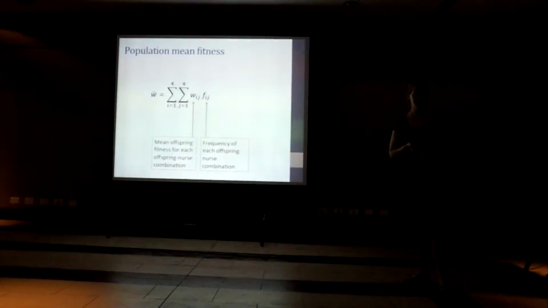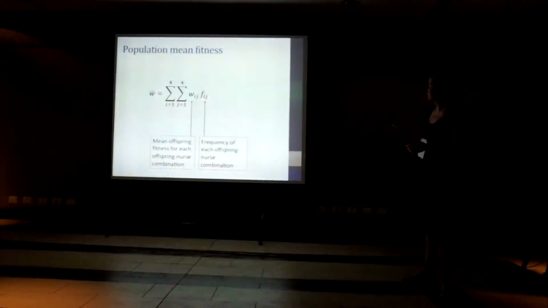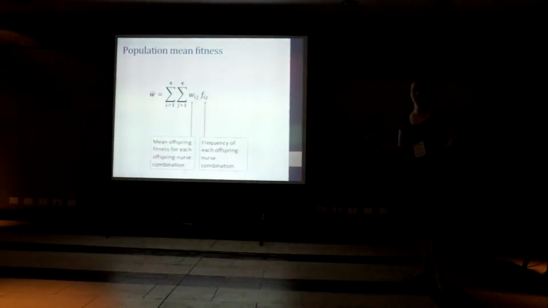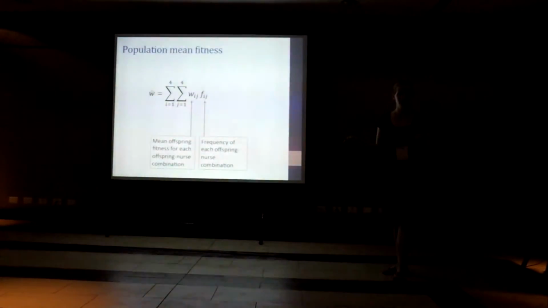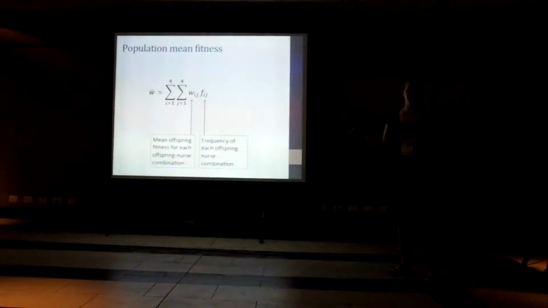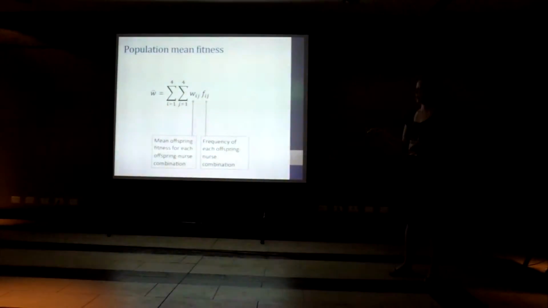Okay, so from these parameters we can develop an expression for the mean fitness in the population, which is given by summing the products of the mean offspring fitness for each of the 16 offspring-nurse genotype combinations and their frequencies, and we get their frequencies from the allele frequencies in the population and the relatedness terms that I mentioned in the previous slide.